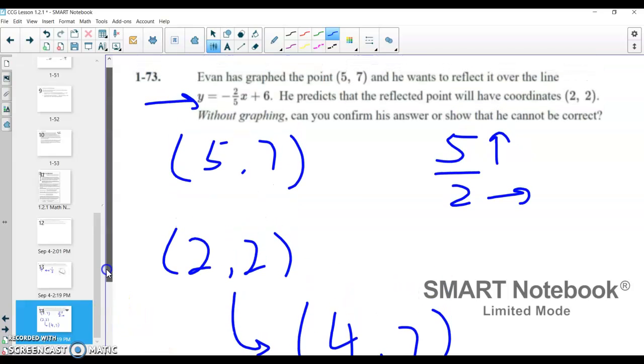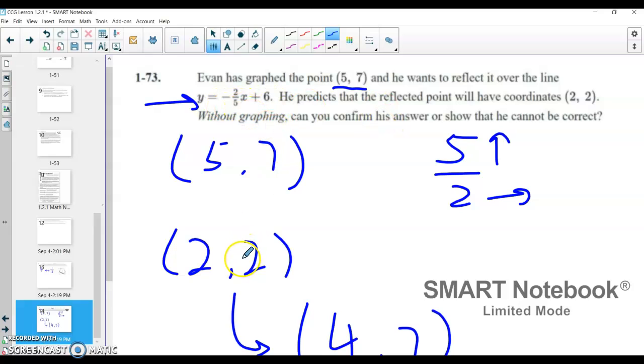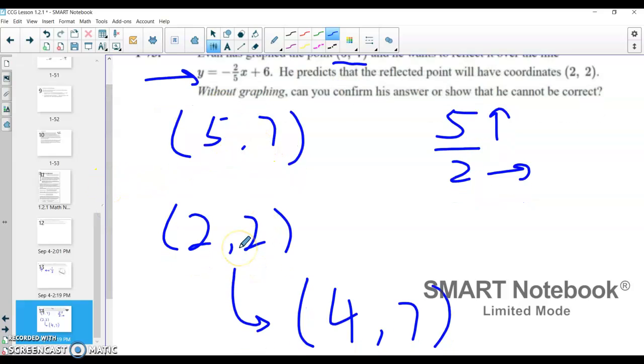So using the correct math, using the correct slope, if I travel from the point he thinks it's going to land at, and I use the correct opposite reciprocal slope, I do not land at his original point, meaning that that point is not a true reflection of the point he thinks it is. Okay, so without graphing, what I did was just use the opposite reciprocal slope to travel from one point to another to pretty much prove that one of these points must be off and it's not a true reflection. Because if it was a true reflection, it would have been 2, 2 and 4, 7.